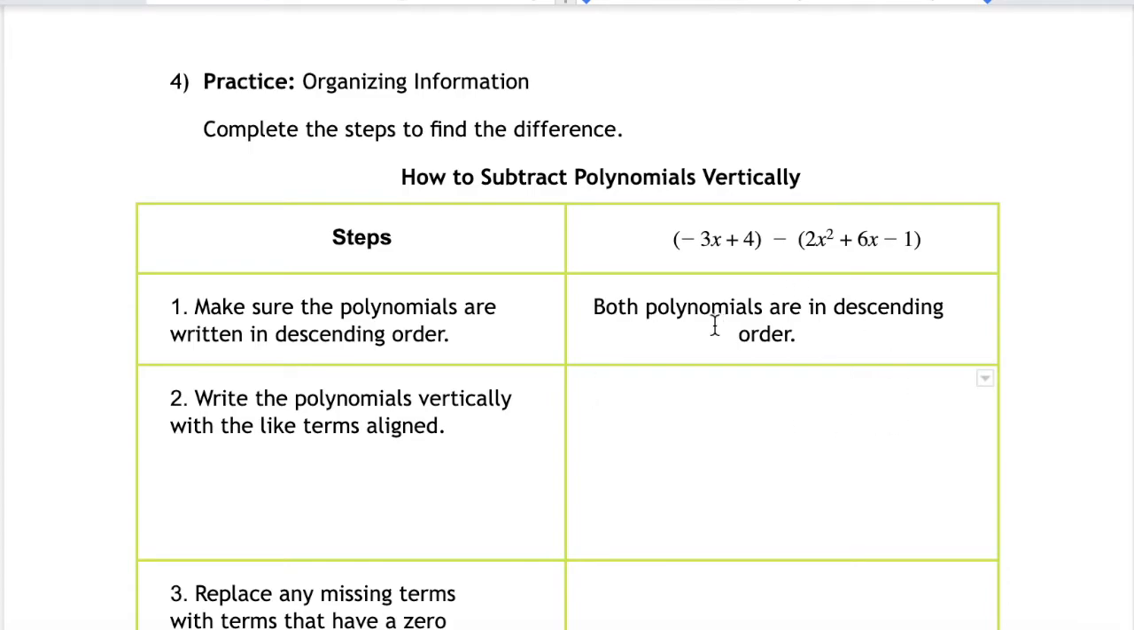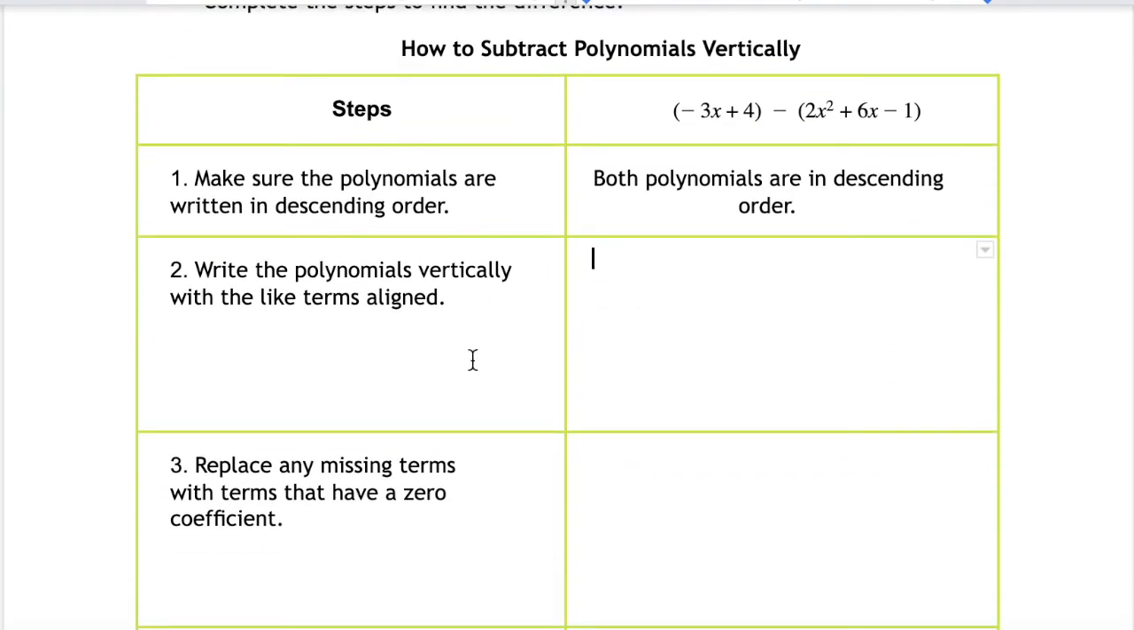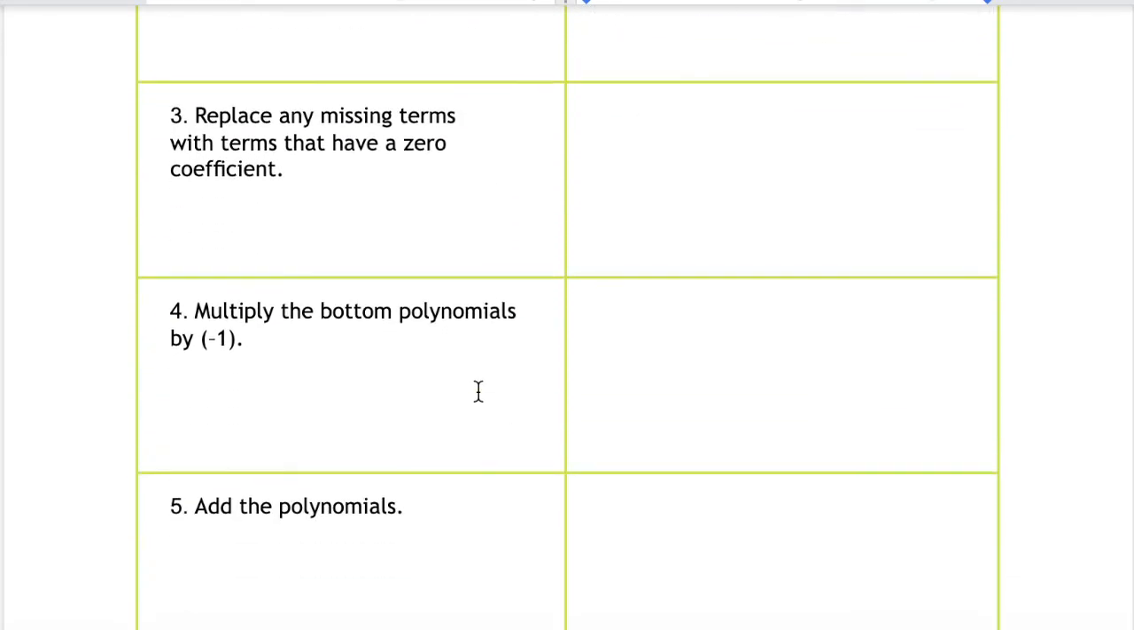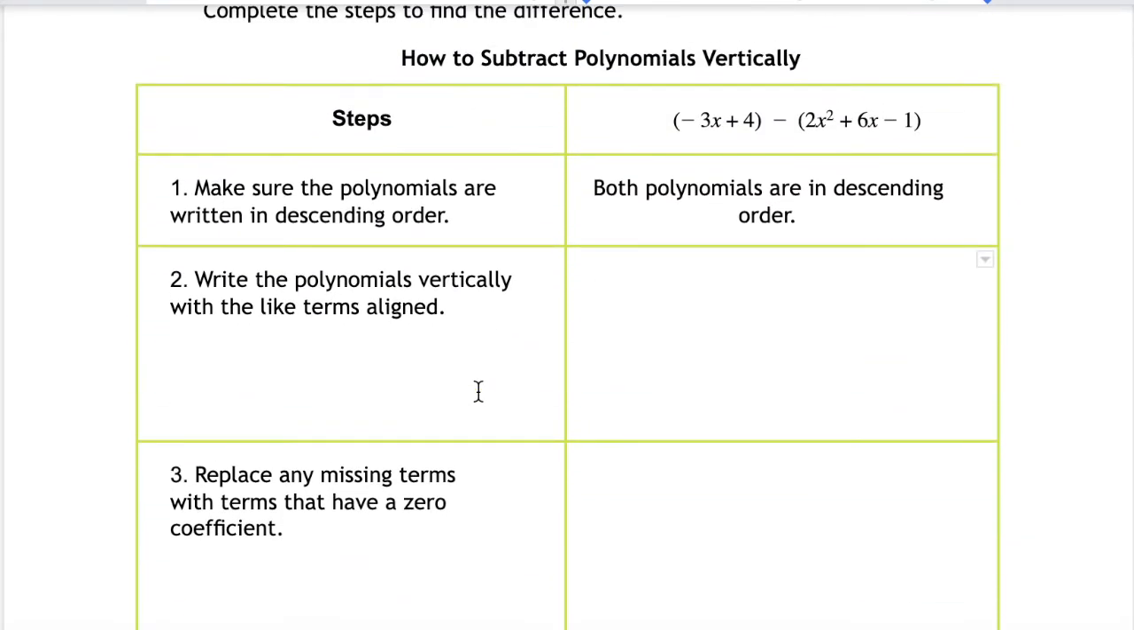Now, I'm going to switch over to tablet view, where you can see how I can line these up vertically, and you can see how I can subtract polynomials vertically. So I suggest that you take out a piece of scrap paper, and I'm going to switch over to tablet view.